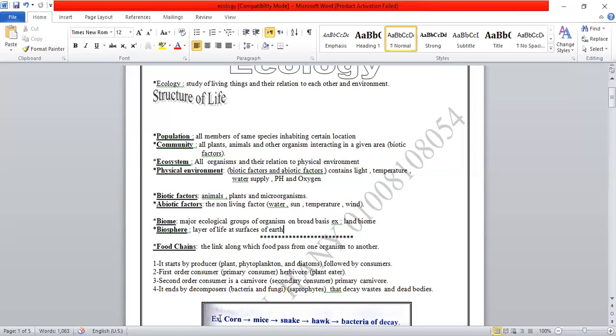Okay. The biosphere: what does biosphere mean? The layer of life at the surface of earth. What does layer of life mean? You know that the atmosphere is composed of layers, the atmosphere that surrounds us. The layer that has life is the layer of air directly above the earth surface. The higher layers of air that surround the earth, do they have life? No. So the biosphere is the layer of life at the surface of earth.